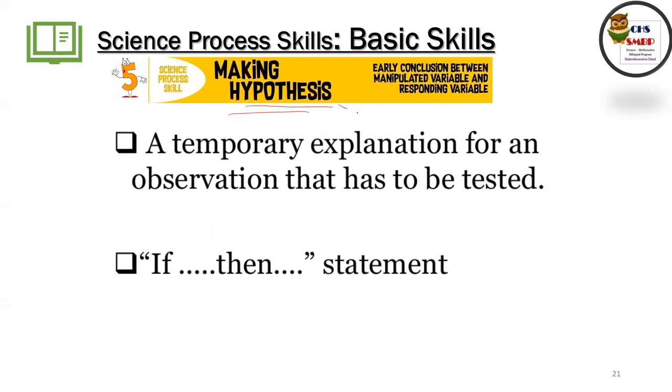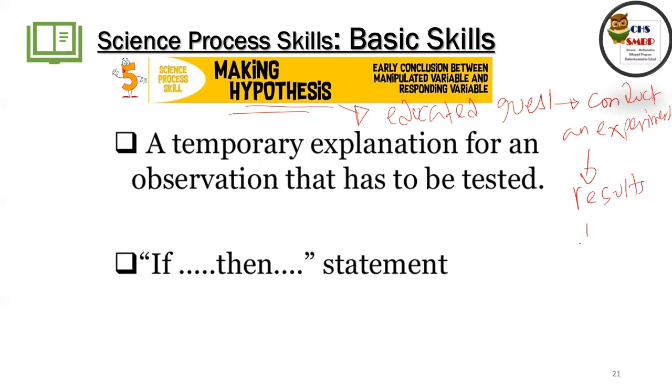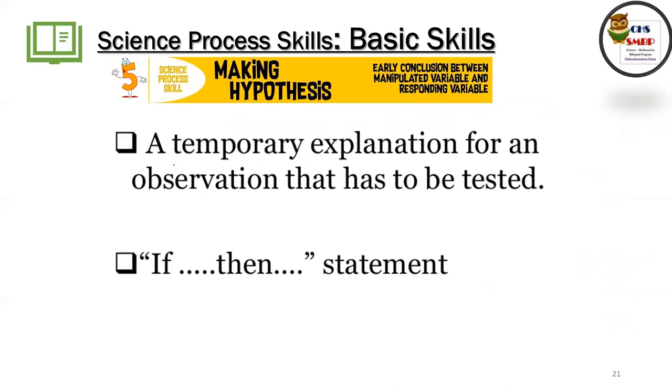Next, you see making hypothesis. What is a hypothesis? Hypothesis is an educated guess to conduct an experiment. So after you get some results from the experiments, you can test your hypothesis, right? You can test whether hypotheses are right or wrong, whether hypotheses support your results or your statement or not. So what is that? Temporary. Temporary means not permanent. A temporary explanation for an observation that has to be tested.